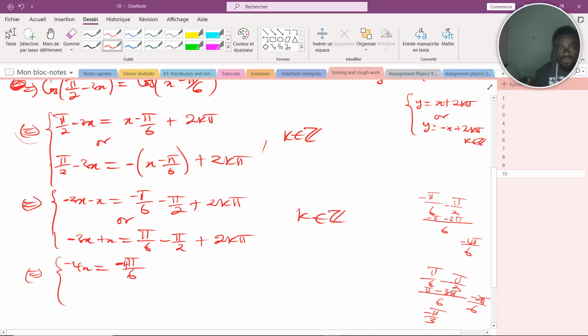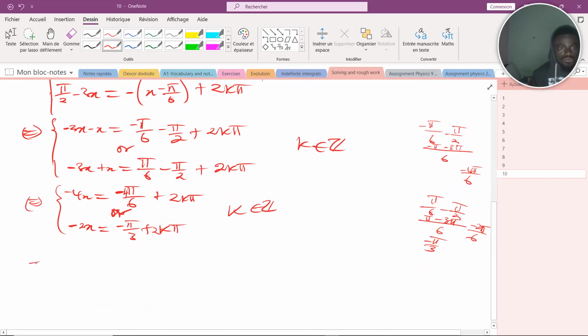Minus 4 pi on 6 plus 2k pi, or this will give minus 2x being equals to minus pi on 3 plus 2k pi. Is that okay? With k belonging to the set of integers. Okay.